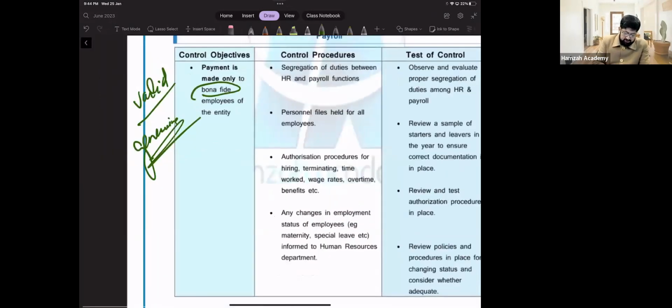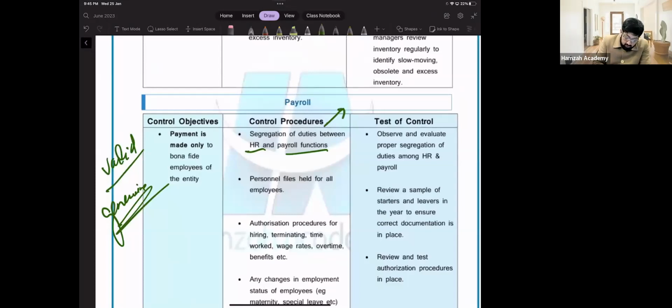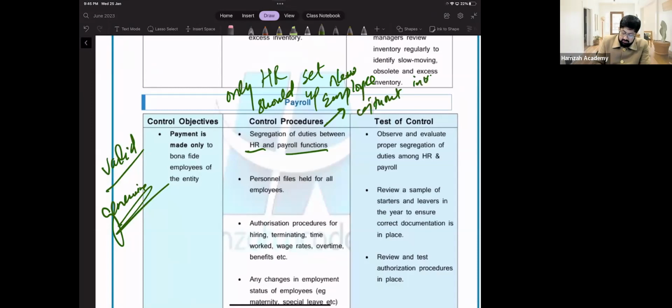So students, how to achieve it? HR and payroll, segregation of duties. If I explain it, only HR should set up a new employee without involving the payroll department. Without involvement of payroll.